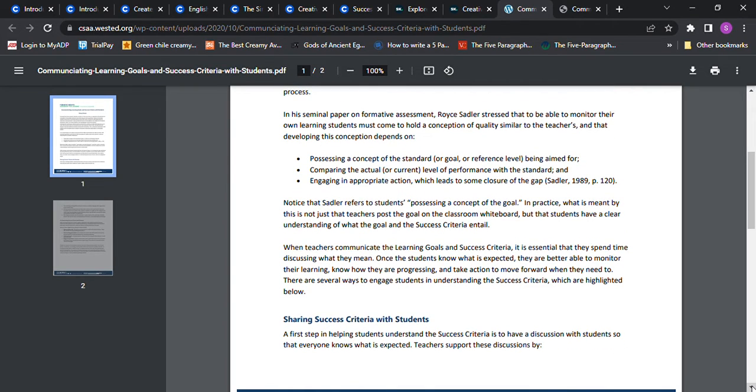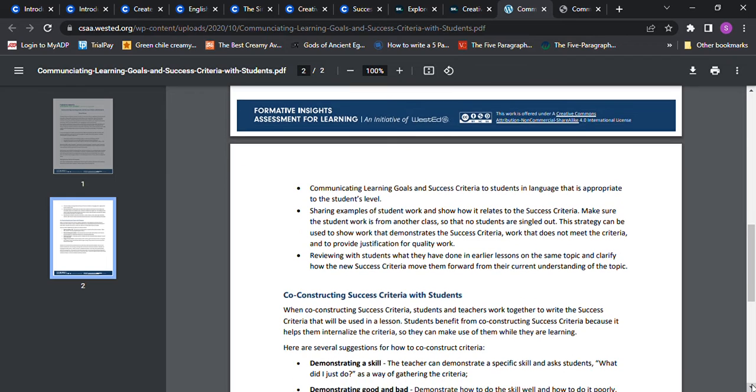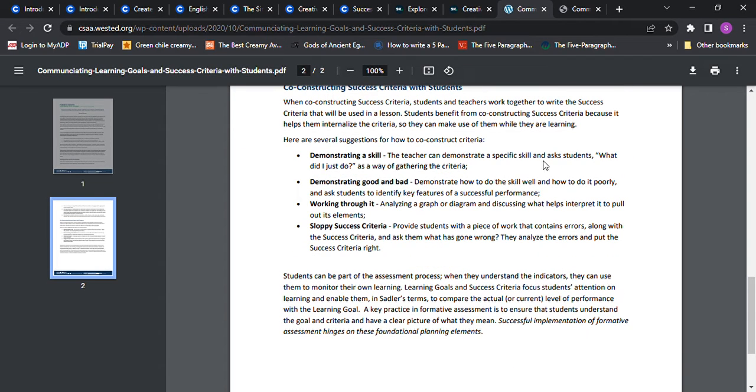Right here, it says a first step in helping students understand the success criteria is to have a discussion with students so that everyone knows what is expected. And then we go down here. So here are several suggestions for how to construct criteria. It talks about the teacher can demonstrate a specific skill and ask students, what did I just do? As a way to gather criteria. Demonstrating how to do the skill well and how to do it poorly.